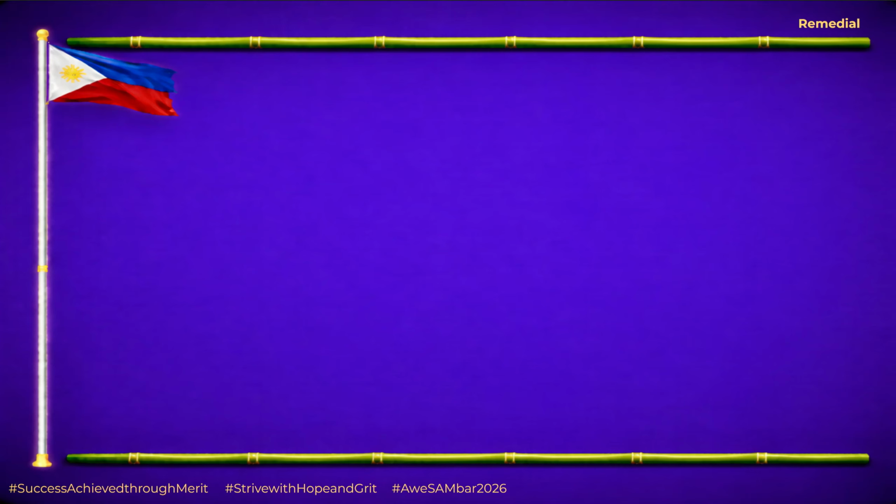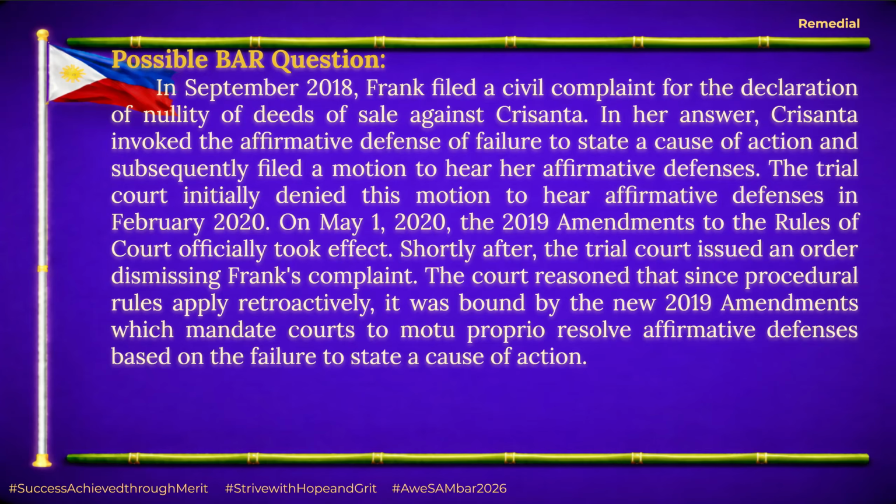To wrap up our discussion at the root level, here is a highly possible bar question that perfectly tests the concept of retroactive application. Let's read it together. In September 2018, Frank filed a civil complaint for the declaration of nullity of deeds of sale against Crisanta. In her answer, Crisanta invoked the affirmative defense of failure to state a cause of action and subsequently filed a motion to hear her affirmative defenses.